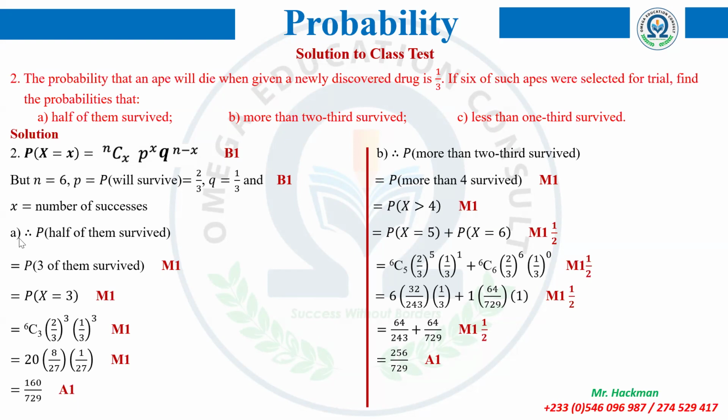Take note. So for A, we are looking at P, half of them survive. You know how many are sampled? You have 6. So half of 6, obviously, will be equal to 3. So indirectly, we are looking at P, 3 of them survive. And because the probability here is in terms of your success, you can move from here to the X straight away. So it will be P(X = 3). Wherever you see X, as for your N, your P, and the Q, they are fixed. It's the X that will vary from one question to another.